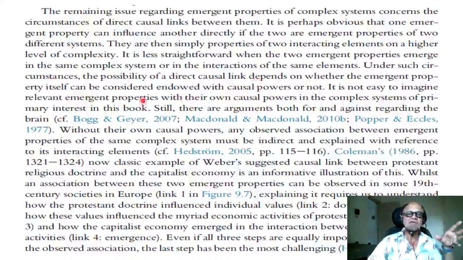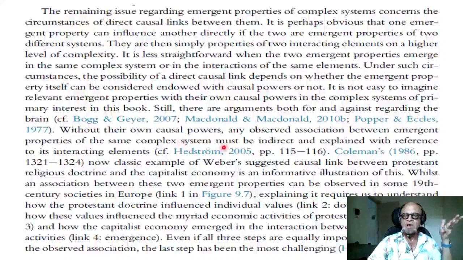Under such circumstances, the possibility of a direct causal link depends on whether the emergent property itself can be considered endowed with causal powers or not. Sounds kind of convoluted, but without examples that gets a bit too wordy. It's not easy to imagine relevant emergent properties with their own causal powers in the complex systems of primary interest in this book. Still, there are arguments both for and against regarding the brain.